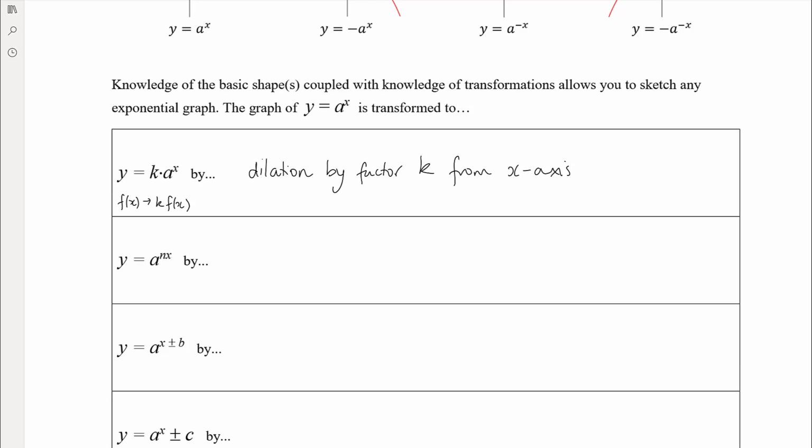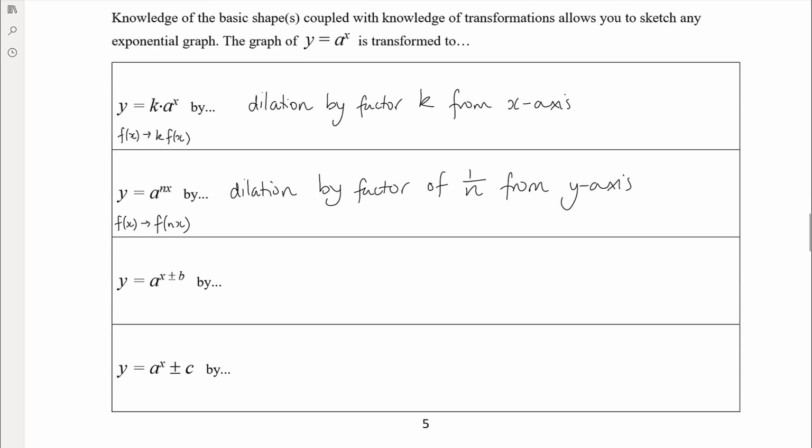We know in this instance this is equivalent to saying, well, f of x has become f of nx. So that's the dilation from the y-axis. But we know when we dilate from the y-axis, it is by a factor of 1 over n from the y-axis. So as we make n bigger, the graph gets squashed in towards the y-axis.